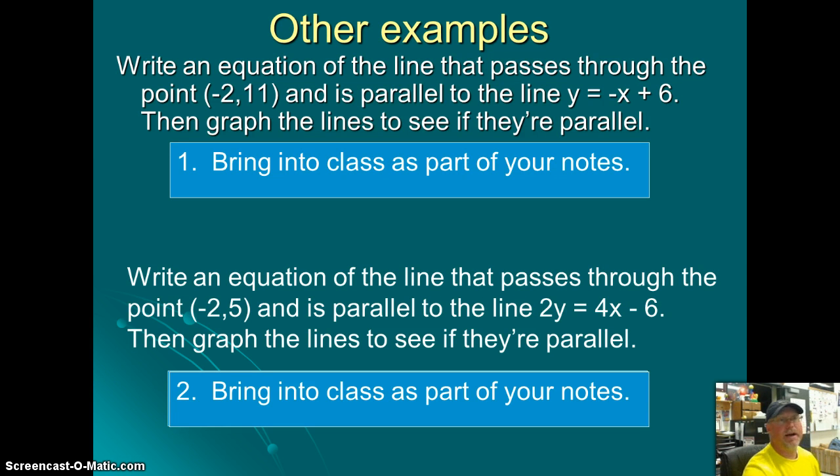So bring those into class with the equations written and see how well you do with the examples.